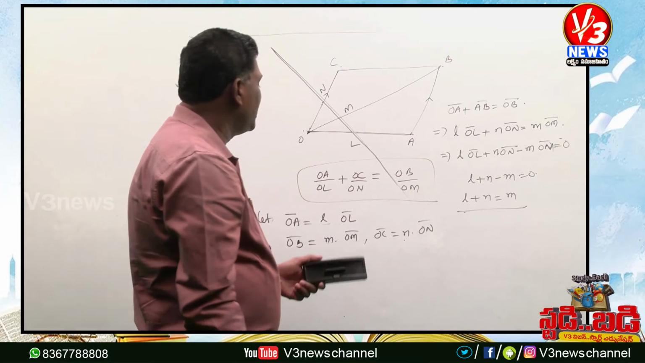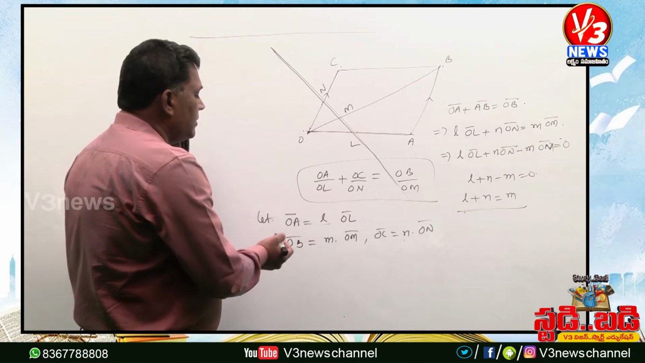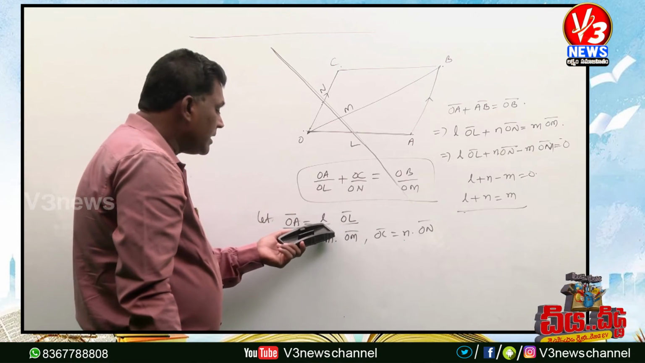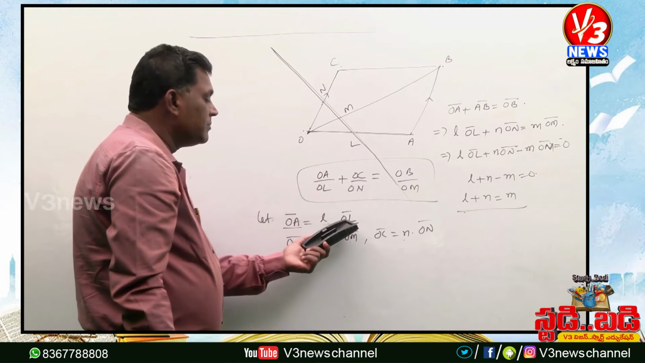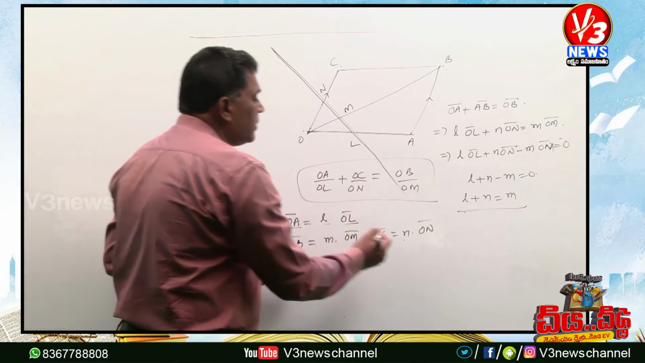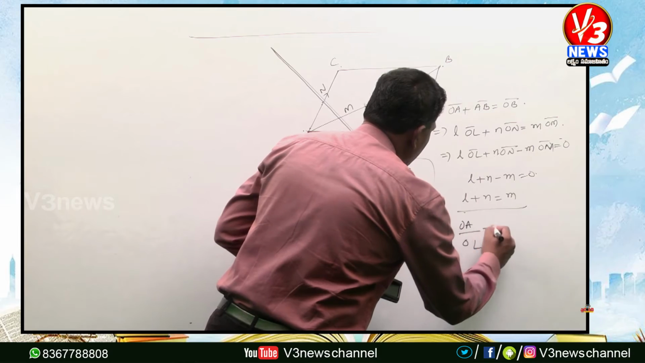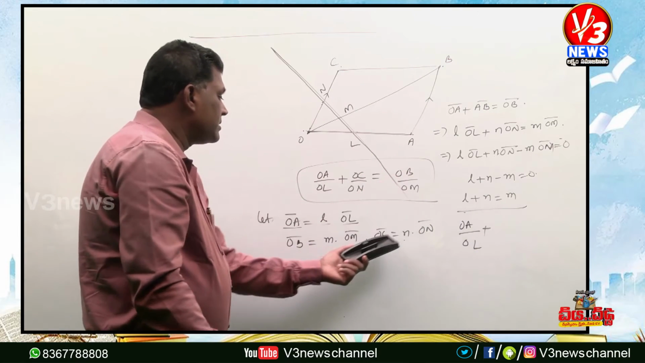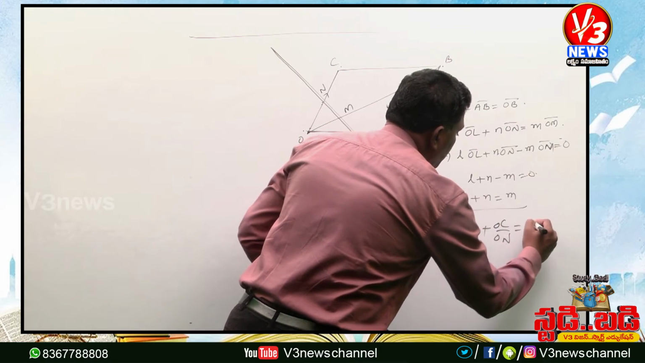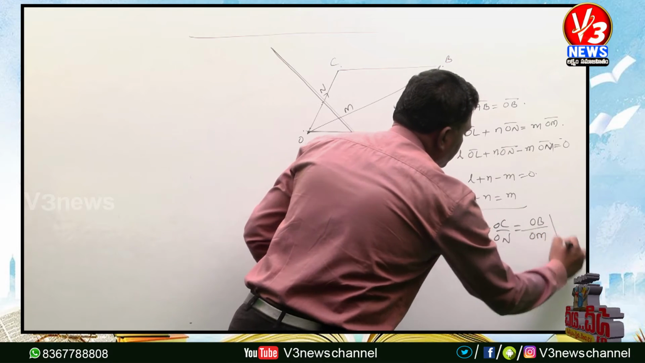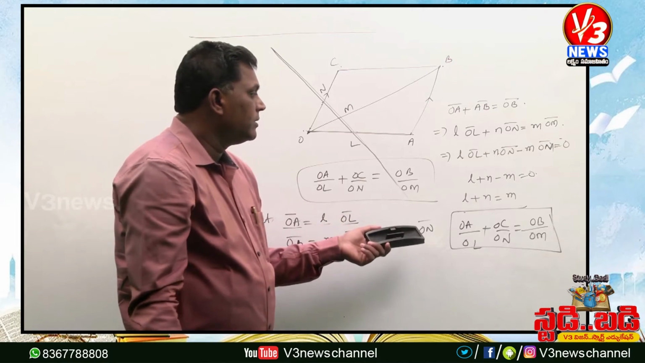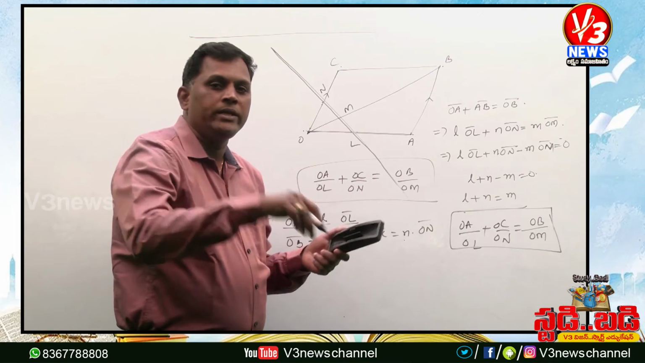Just observe what L is in this. OA bar equals L into OL bar, so L will be the modulus of this by the modulus of this. If you apply modulus, their lengths will come. So L is nothing but OA by OL, and N is OC by ON, so OA by OL plus OC by ON equals OB by OM. Is it the required proof or not? So in such a simple way we can show this by using our collinearity conditions.